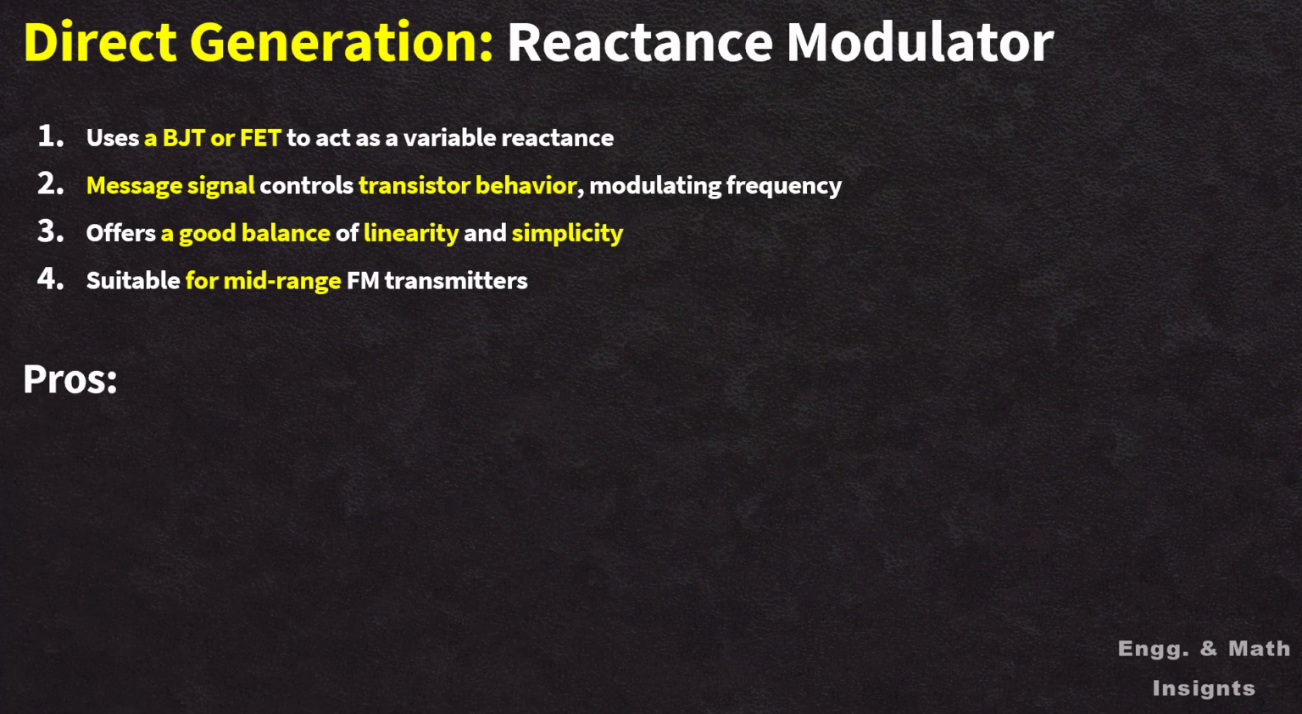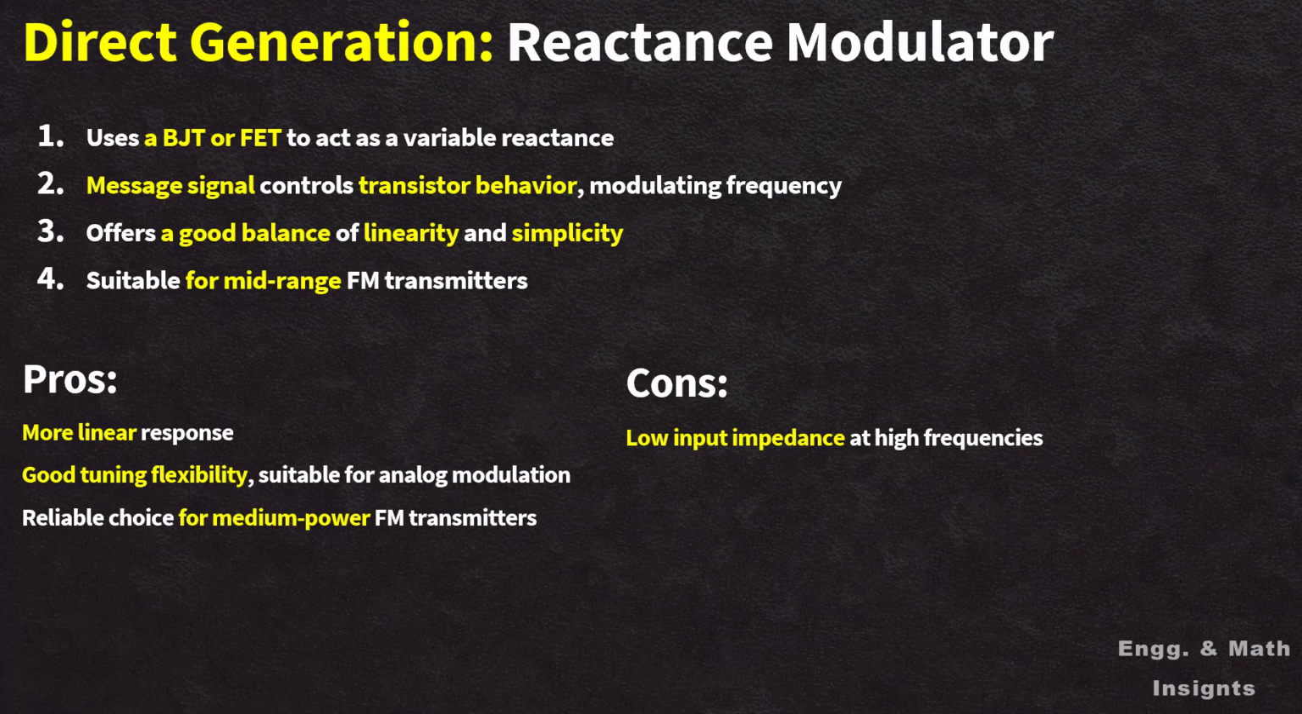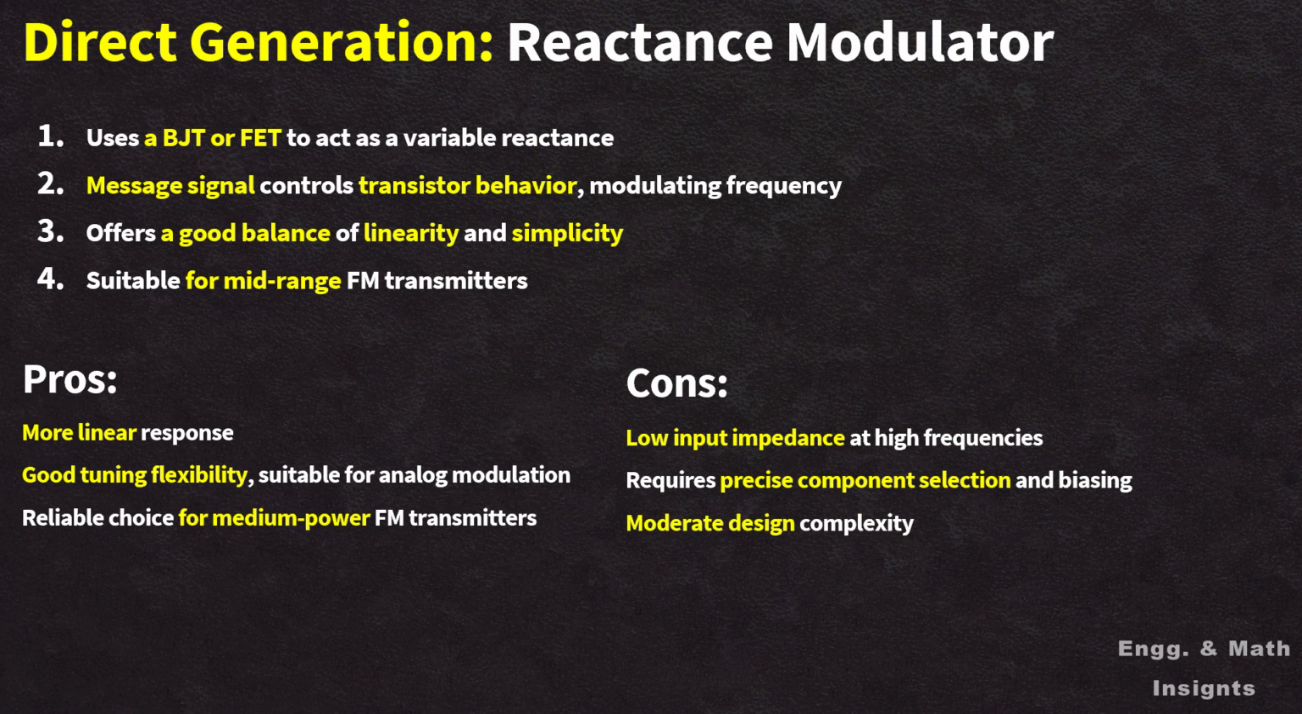Some pros are: it offers a more linear response compared to Varactor-based circuits, good tuning flexibility, suitable for analog modulation, and a reliable choice for medium power FM transmitters. Some cons are: low input resistance at high frequencies can affect oscillator operation, it requires precise component selection and biasing for proper performance, and has moderate design complexity, not as plug and play as simpler methods.